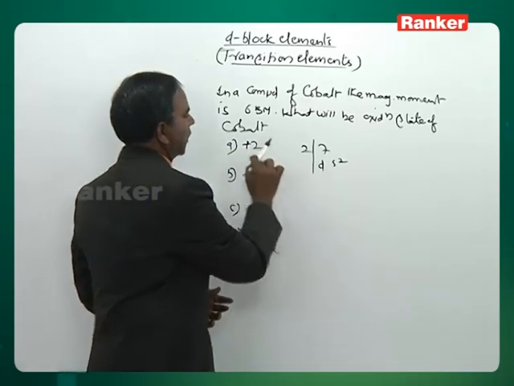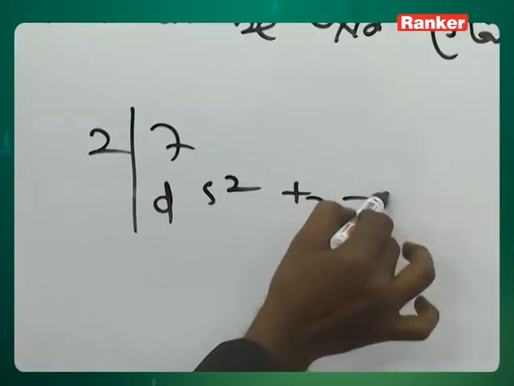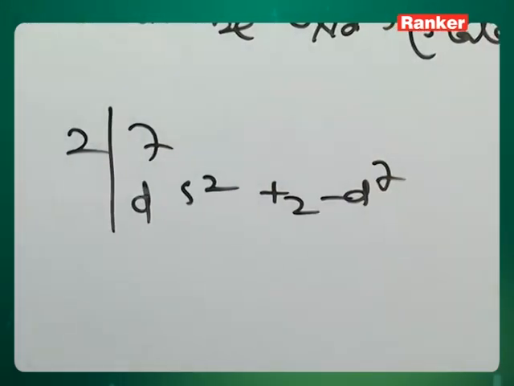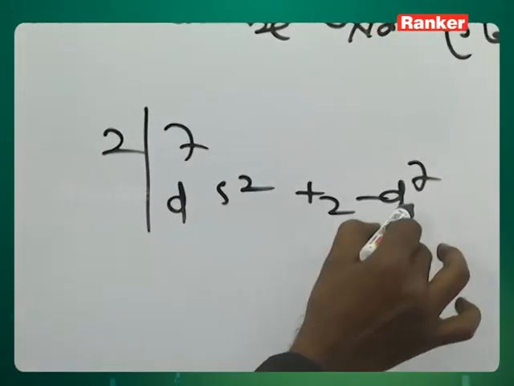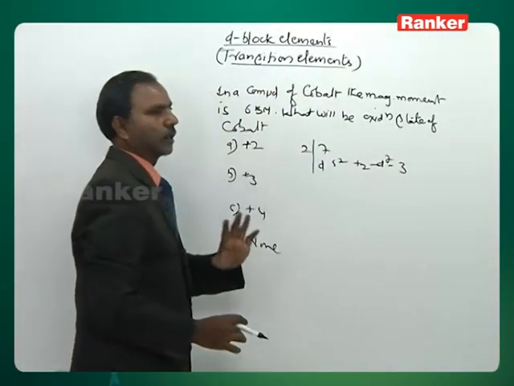3d7 4s2. Now consider the +2 oxidation state. +2 means it is d7. How many unpaired electrons in the d7? Only 3 unpaired electrons. It is not our answer.